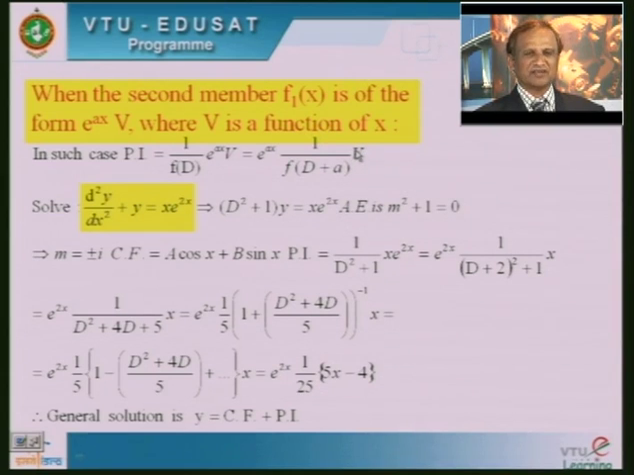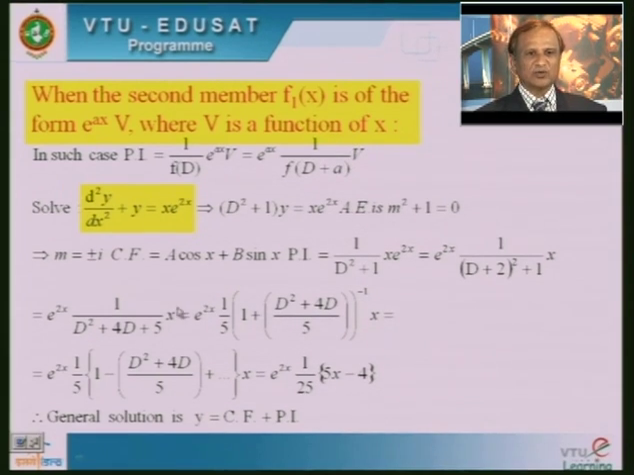Again, V is a function of x. Is it clear? So, once again I have to find out the particular integral of 1/f(D) into V. Depending upon the V, I have to choose a method. Here V is equal to x. x means it is of the type x to the power m. So, now I want to use that method.